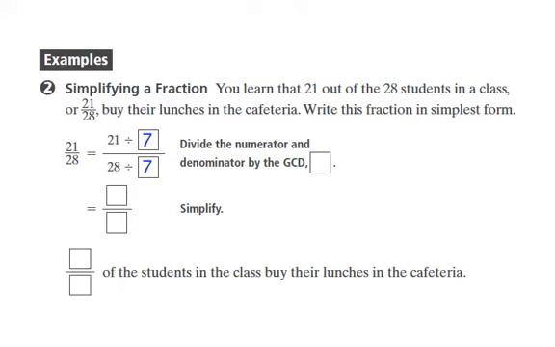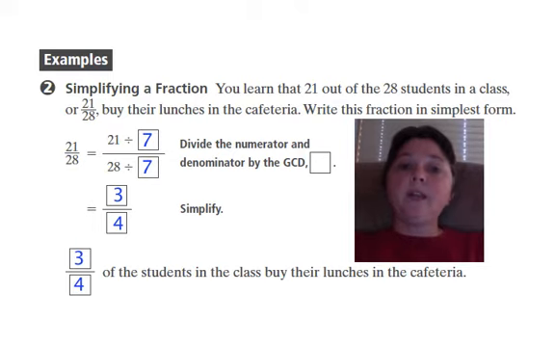21 divided by 7 is 3. 28 divided by 7 is 4. So 3/4 of the students in the class buy their lunches in the cafeteria. Pause the video if you need more time to copy down the notes. Don't forget to record a question. We'll be discussing this in class tomorrow.